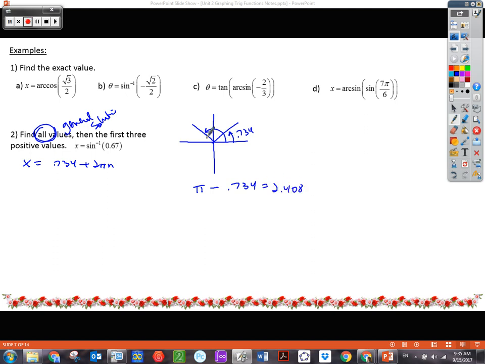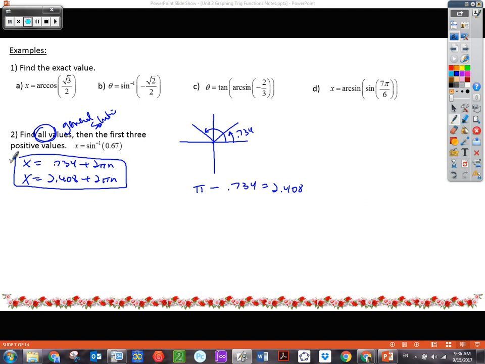Now this location needs a general solution, right? Because I need all the ways that I'm going to be able to get to this location. I already have all the ways I can get to this location right here. Now I need all the ways I can get to this location. So that's going to be x equals 2.408 plus 2 pi n. Okay, there are my two general solutions. Again, I should have two.